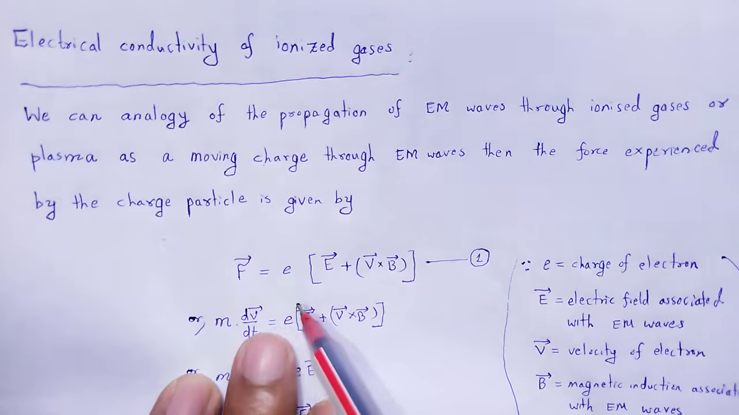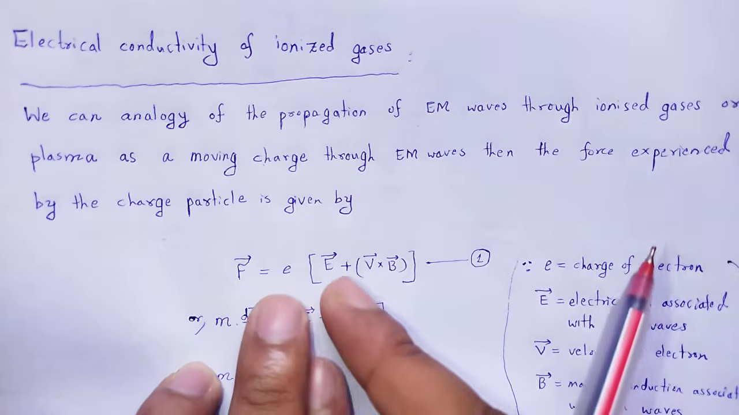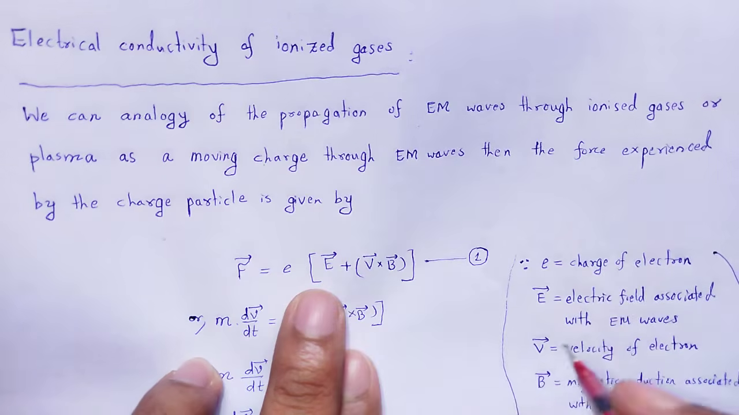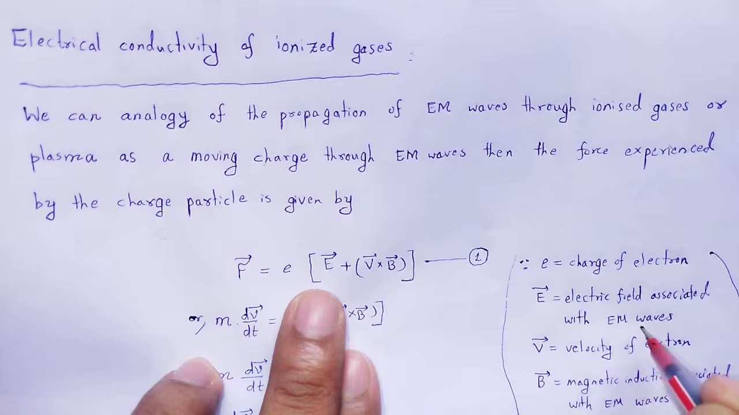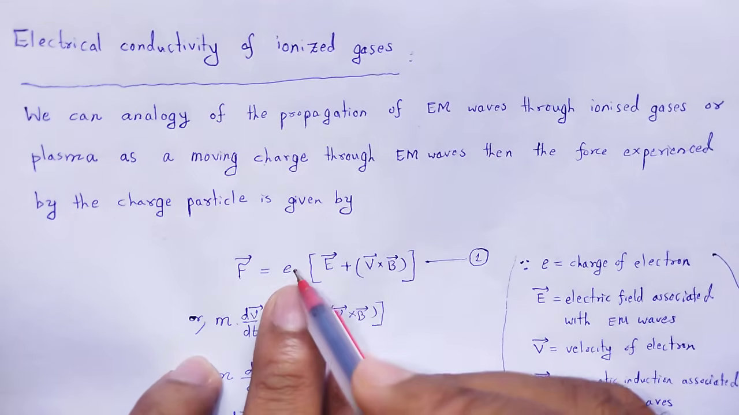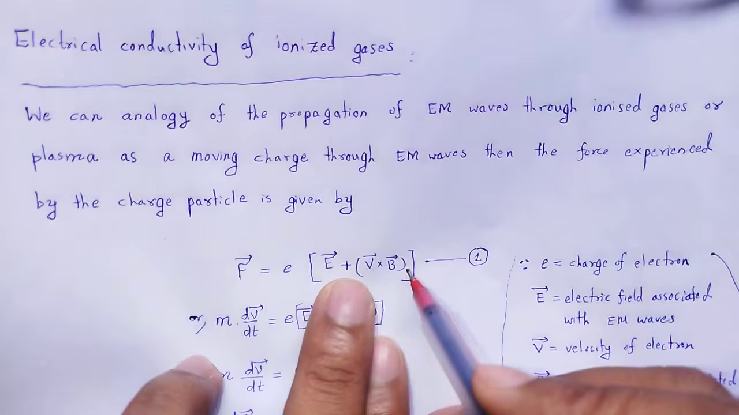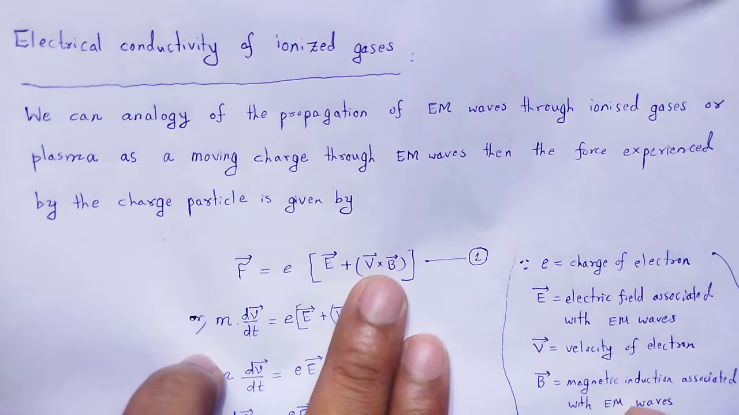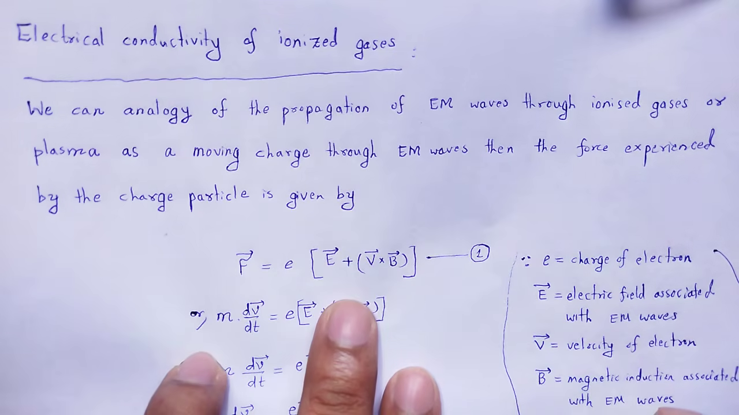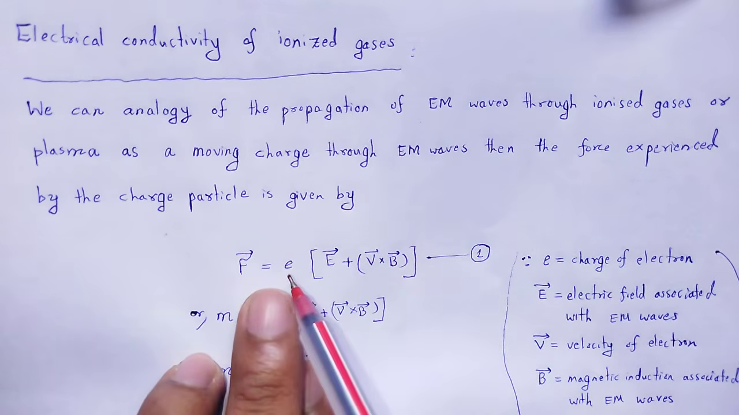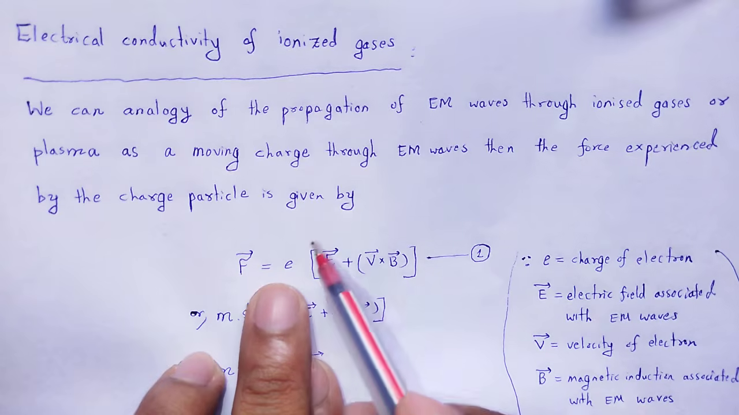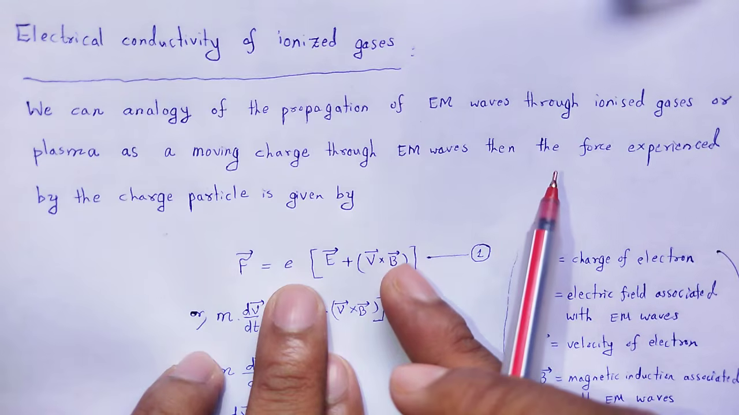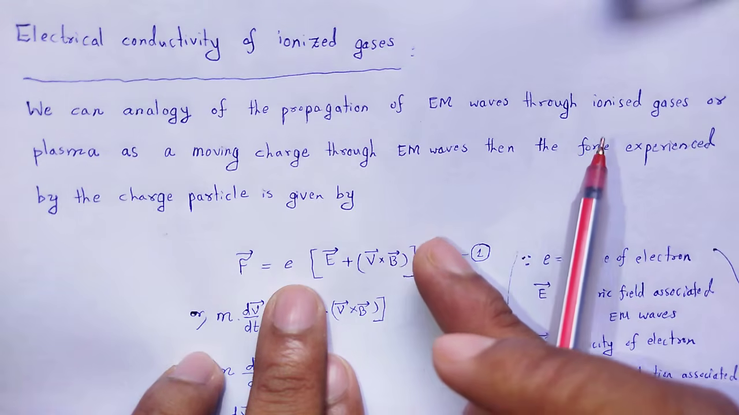So the force is given by that of electric field, e into E vector, where small e is the charge of electron and E vector is the electric field associated with that of electromagnetic waves, plus e into V cross B vector. Here V is the velocity of that electron and B vector is the magnetic induction associated with that of electromagnetic waves. So the first term relates to the force experienced due to electric field, and the second term relates to the force experienced by that of magnetic field.